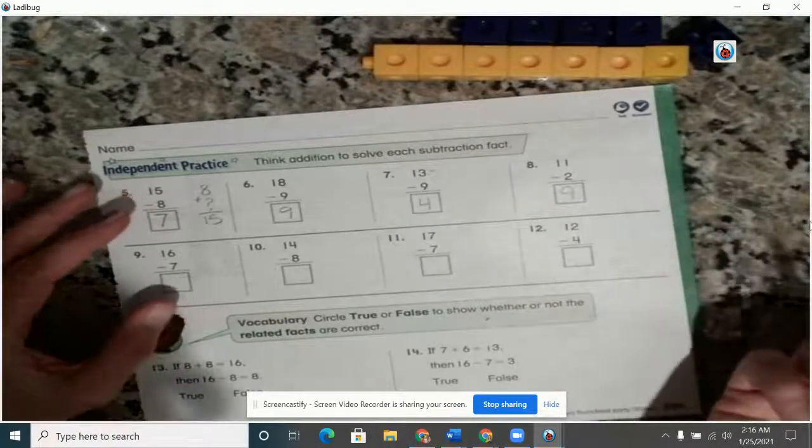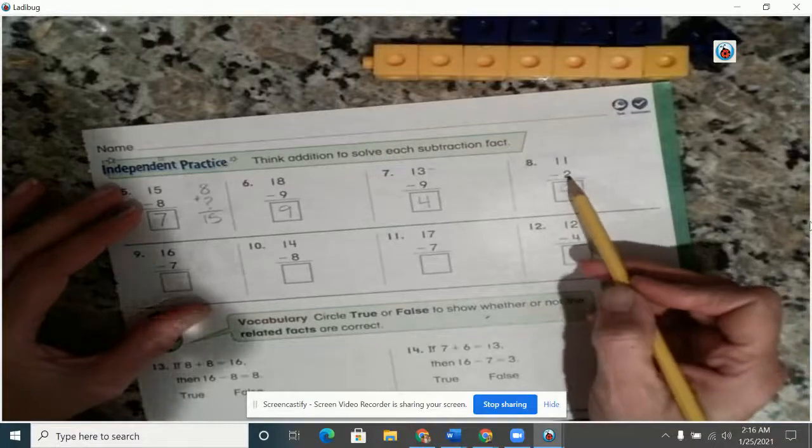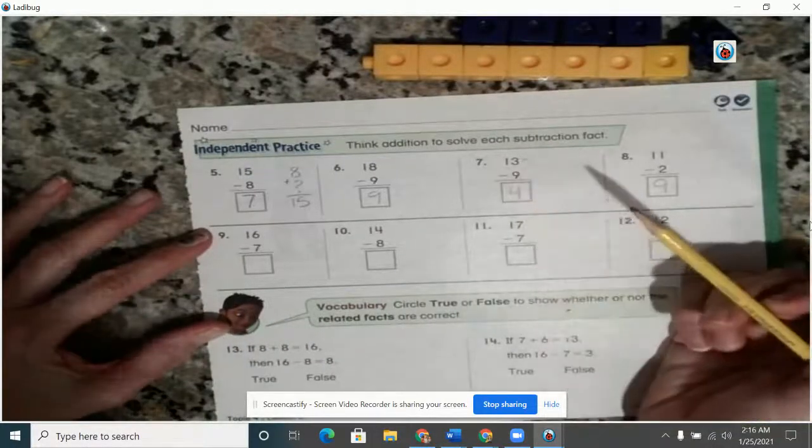And I can even double check to make sure I'm doing it right, because if I take my 9 and I add 2, I should get 11. If I take my 9 and add 4, I should get 13.